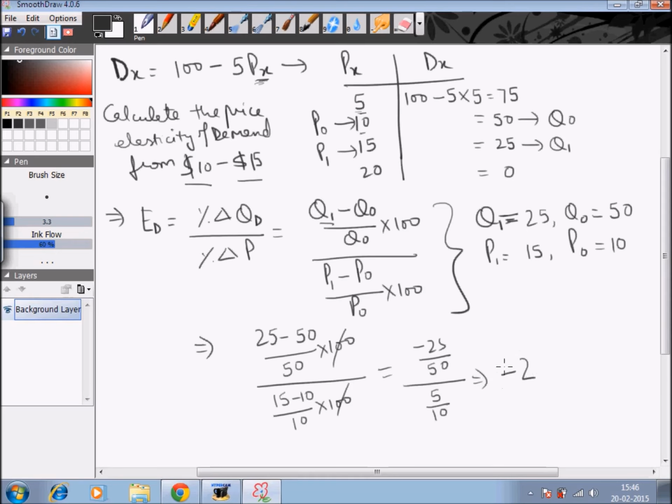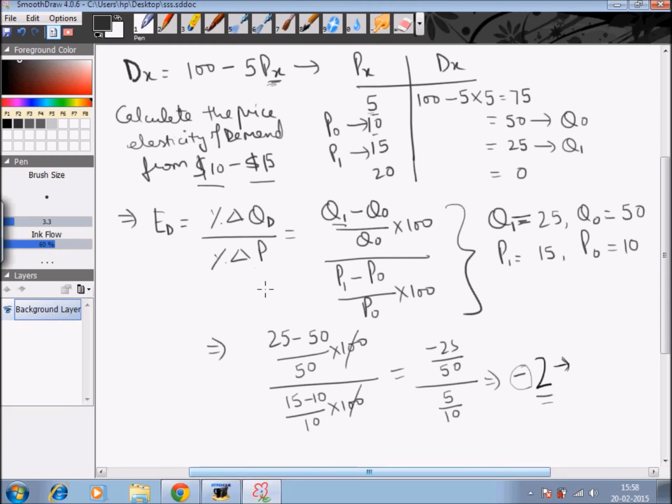So as I have already discussed, the price elasticity of demand will always be negative, which shows that there is a negative relationship, or an inverse relationship, between the price of the commodity and the quantity demanded. So we get the price elasticity of demand to be 2. This is how we solve the numerical example.